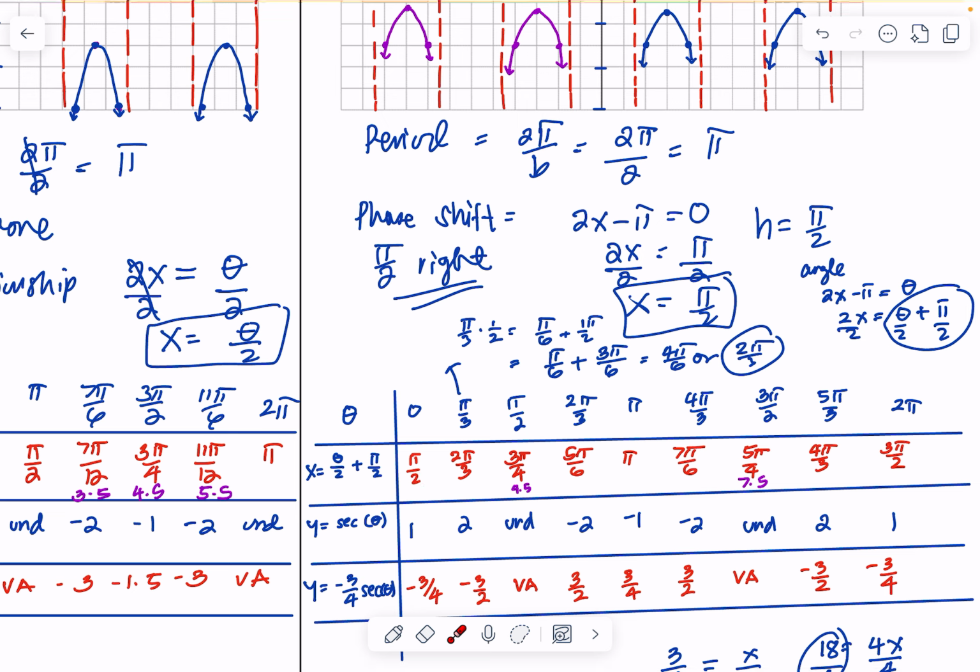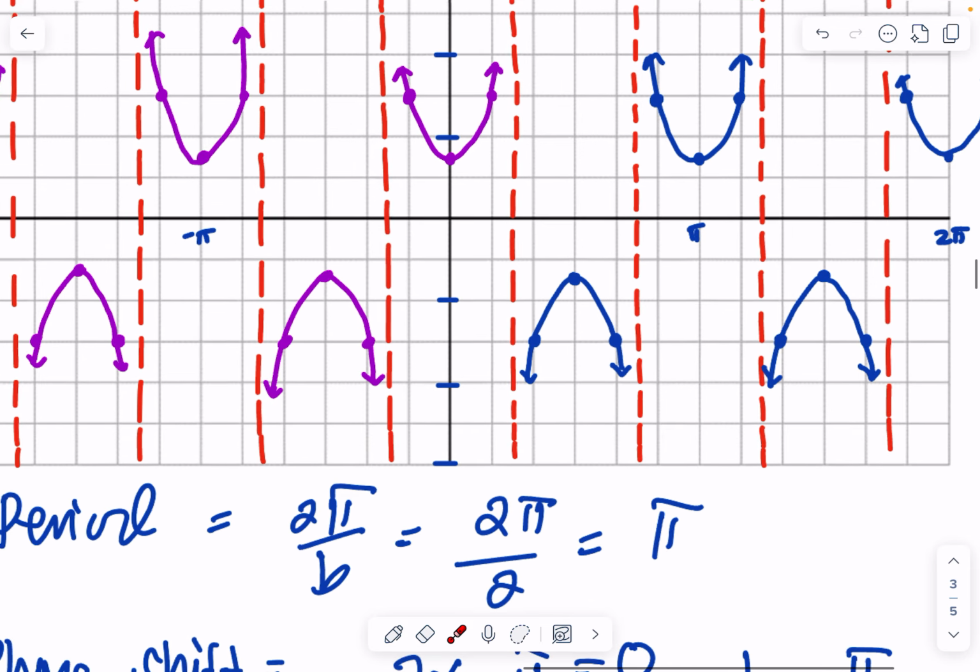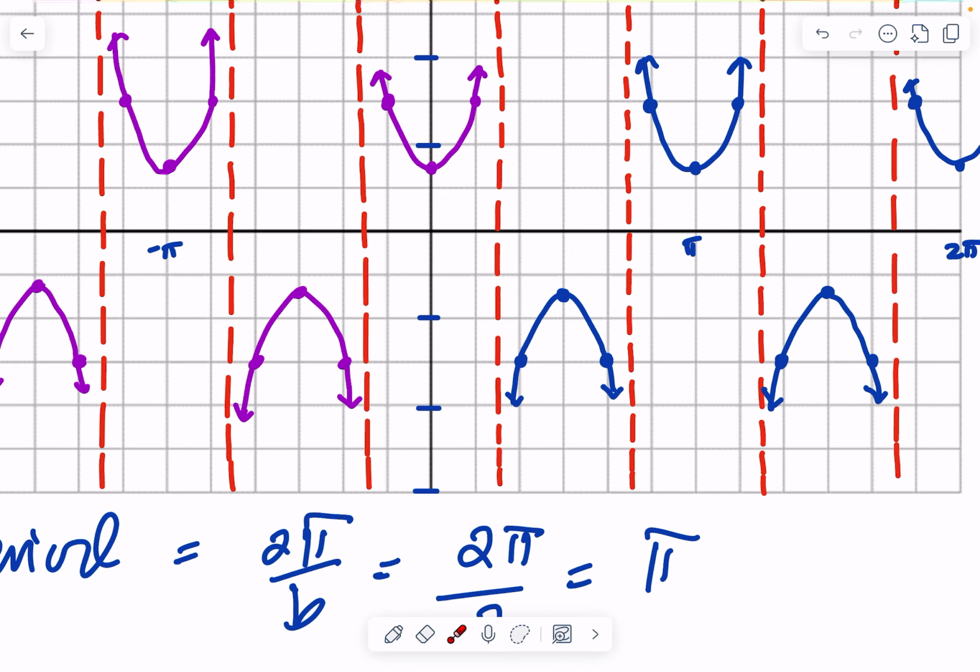So for pi over 2, I have a negative 3/4. So again, for pi over 2, we have a negative 3/4. So let me make that bigger. So pi over 2 is 3/6 pi. So 1, 2, 3. So we have pi over 2. And then pi over 2 is negative 0.75. So that's approximately right on this section.